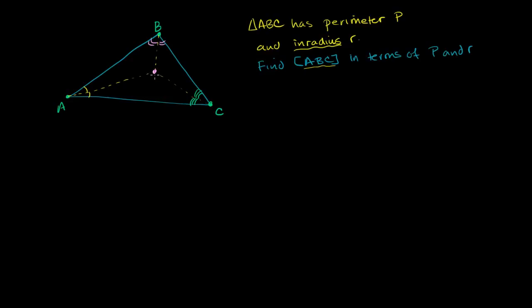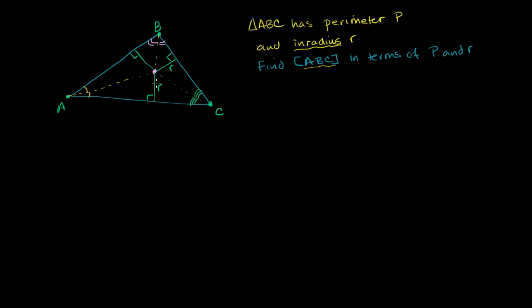And the distance from those sides, that's the inradius. So let me draw the inradius. When you find the distance between a point and a line, you want to drop a perpendicular. So this length right over here is the inradius. This length right over here is the inradius. And this length right over here is the inradius.